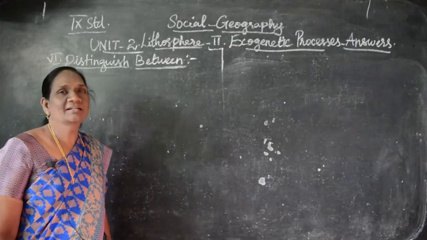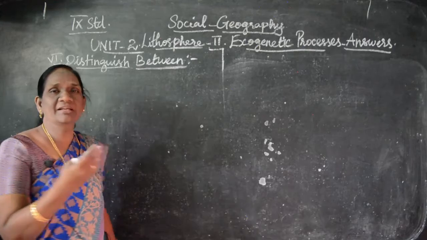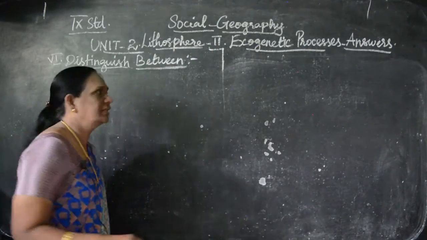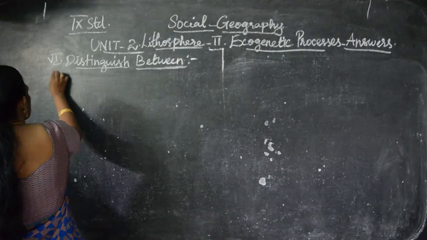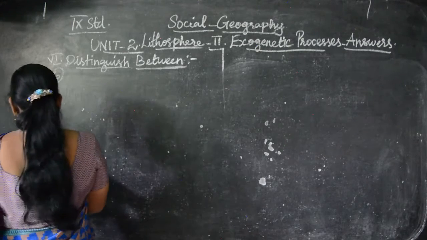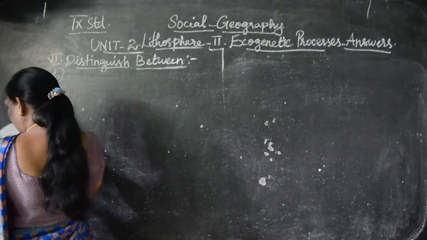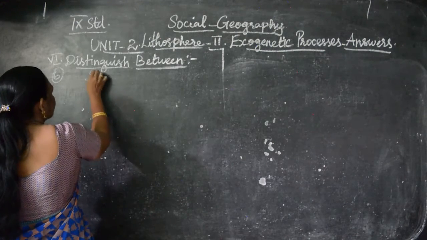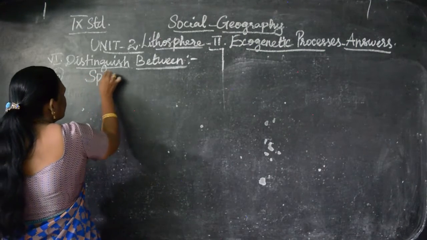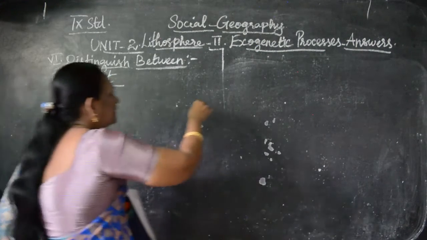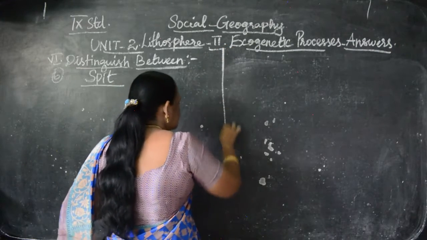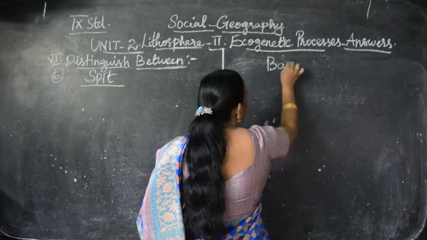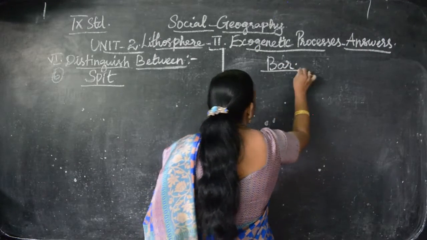Children? Okay. In distinguish between, I gave you 5 answers. Understand? We'll continue that. 6th answer now. The 6th one is what? Spit and bar. Spit and the side bar. Okay.